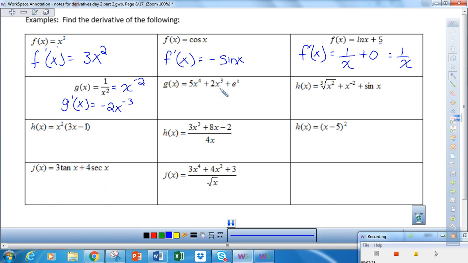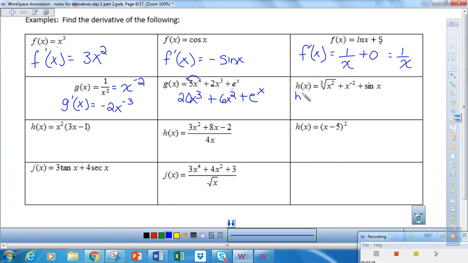For this one, we have to take the derivative of each of these individually. So the derivative of 5x to the 4th, again, we do 4 times 5 and subtract 1 from the exponent. 3 times 2, subtract 1 from the exponent. And then we have to recall that the derivative of e to the x is simply e to the x.